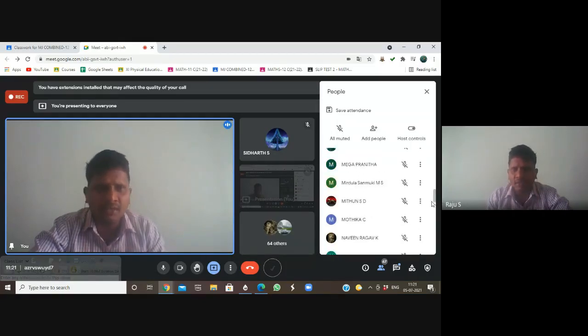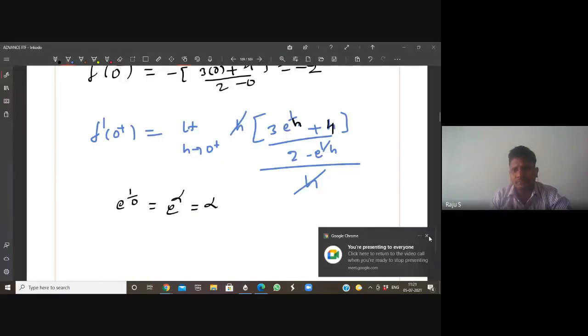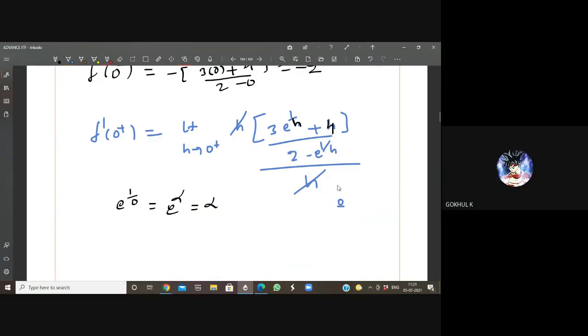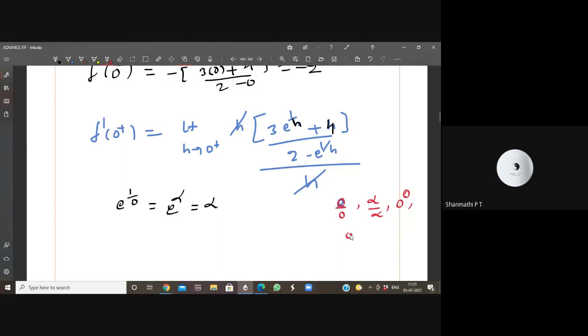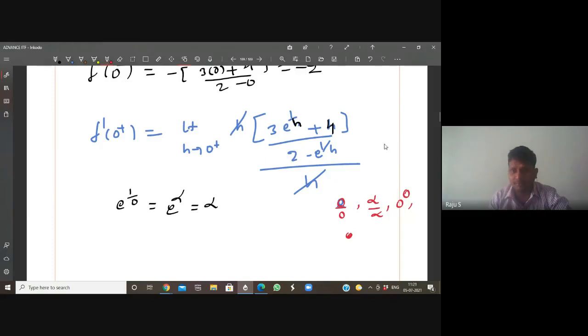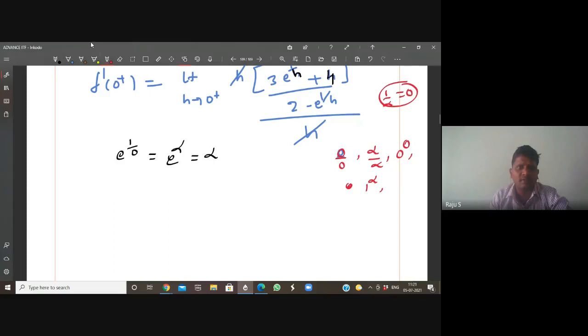So what are the undefined values? I told you in calculus, very, very important. 0 by 0, infinity by infinity, 0 power 0. 1 by infinity is defined; we are writing it as 0. But 1 power infinity is undefined.